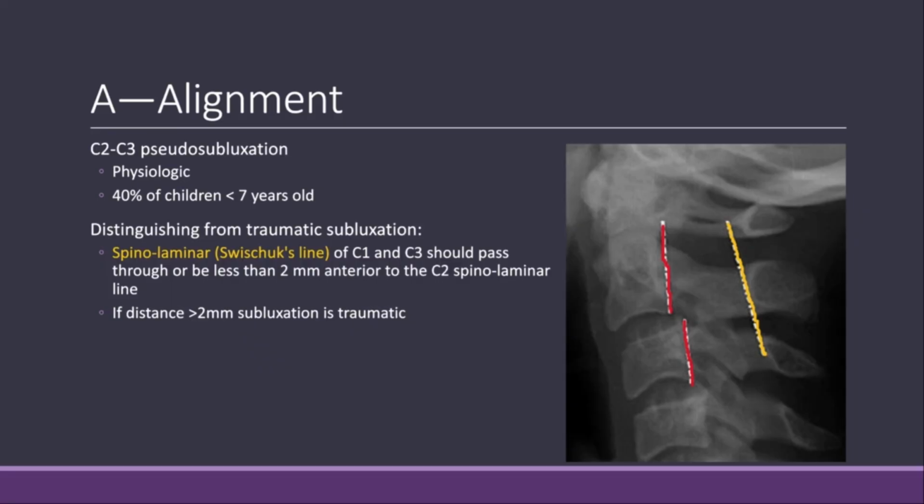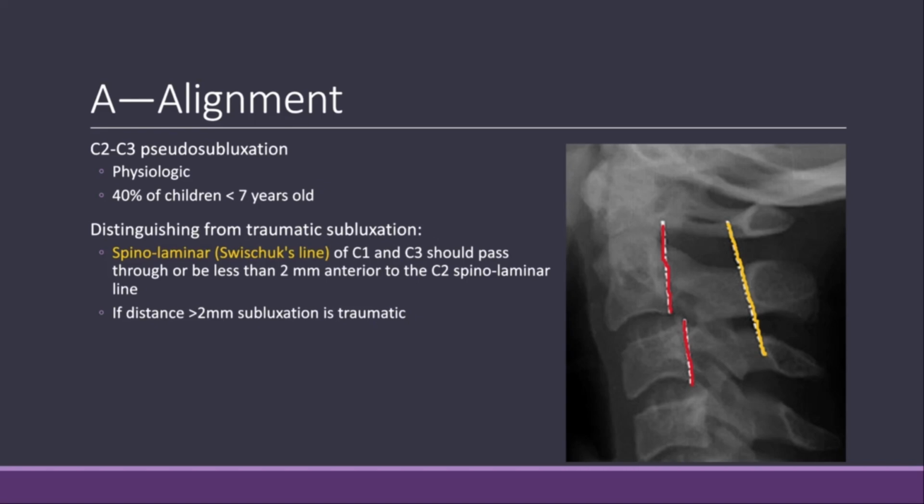One thing to note is that in children, there can be pseudo-subluxation of the C2 to C3. This is physiologic and seen in 40% of children less than 7 years old. You can see this here looking at our red line, our posterior vertebral line. It doesn't line up like we would expect it to.